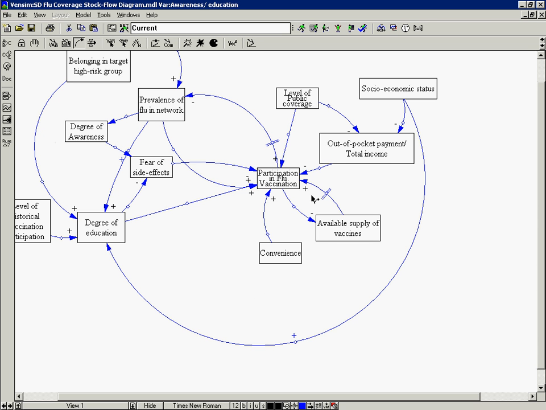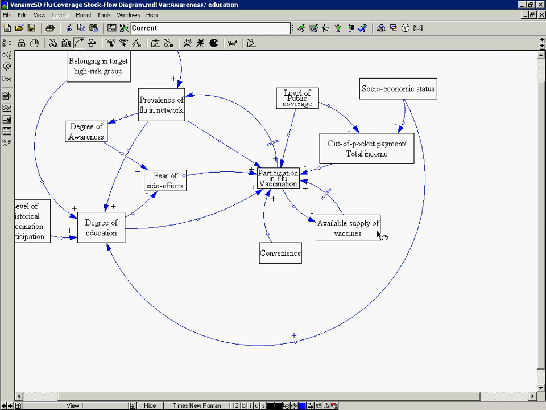So we have socioeconomic status that helps participation both through socioeconomic supports, being able to afford out-of-pocket payment, and issues with degree of education, by enhancing education. And so degree of awareness here, oh, we should have prevalence of flu in network. This might lead to degree of education. I'm not sure. Prevalence of flu, that might just directly. So here we have trying to tease out some of these relationships in a more thorough theory. What other things might be provided? Might be connections we want to make here.